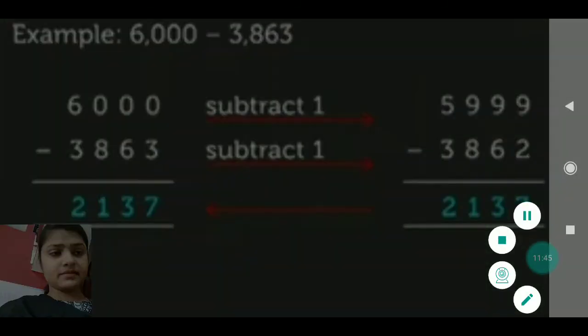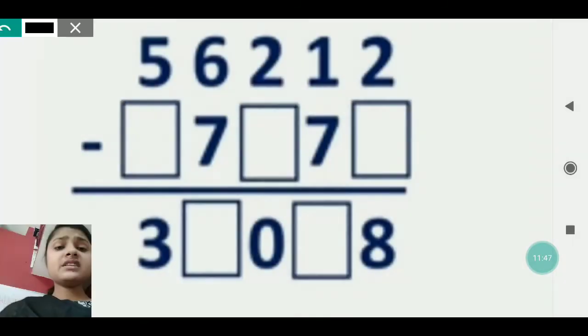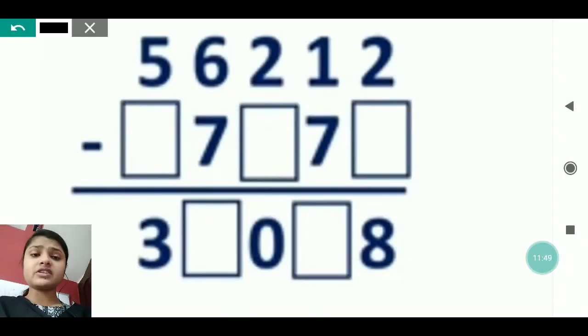Now, here's something new, my dear. There we have discussed regrouping of digit, arrangement of the digit in a column. We have discussed how we can take borrowing. All these we have discussed. Here we are going to discuss what we will do if the missing numbers are there.